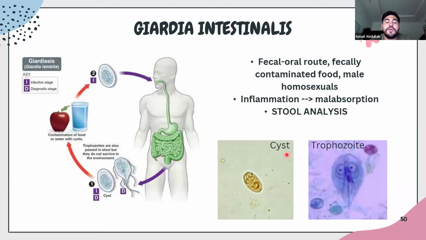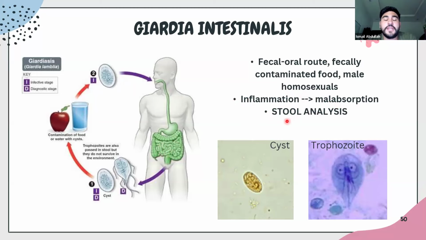Giardia intestinalis. Now, very high yield. You need to know its fecal oral route. It's very important. Okay. And it does not cause any extra intestinal diseases. It's just located in the intestines. The only thing it's going to do is cause inflammation of the colon and malabsorption. Oh, sorry, not just the colon, the entire intestines. It's gonna cause inflammation leading to malabsorption.